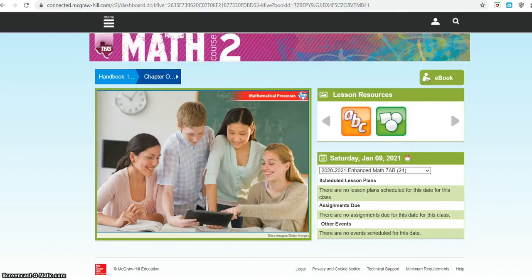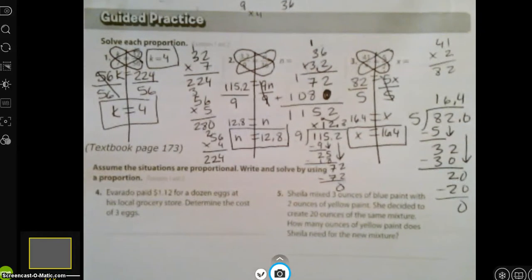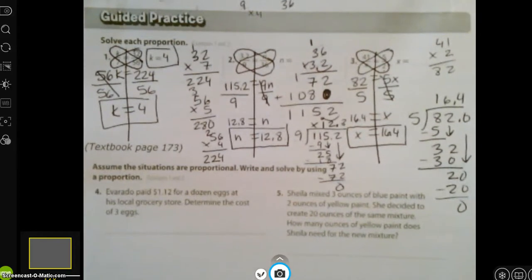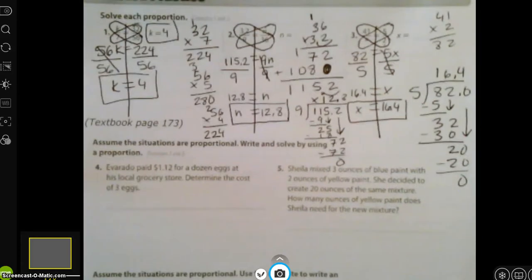Hey guys, we are going to pick up where we left off yesterday. So remember yesterday we were actually just solving proportions, just solving for a value. Today what we're going to actually do is learn how to set up and solve proportions, okay? So what I want to do is show you what you're going to be doing by the end of the period, which is just one problem, but I want to make sure you know how to set this up.